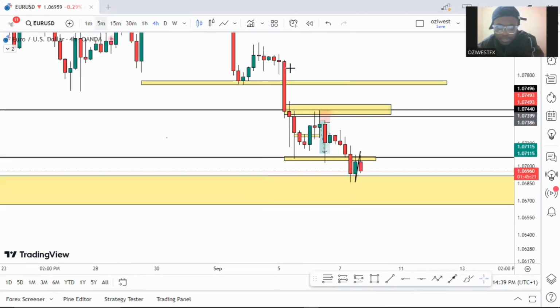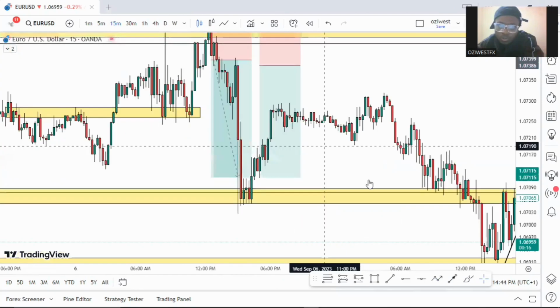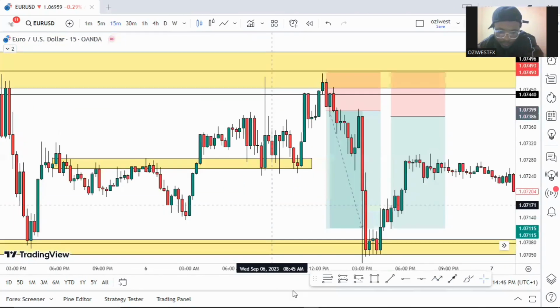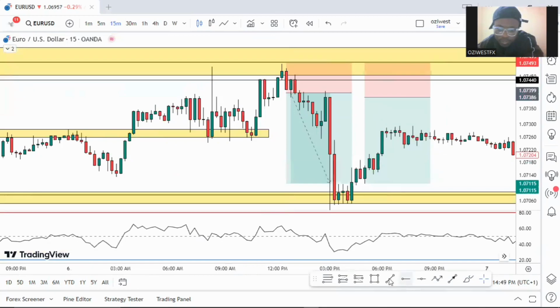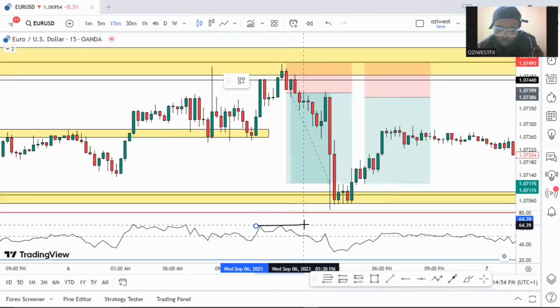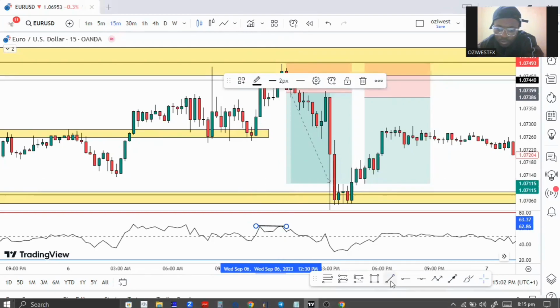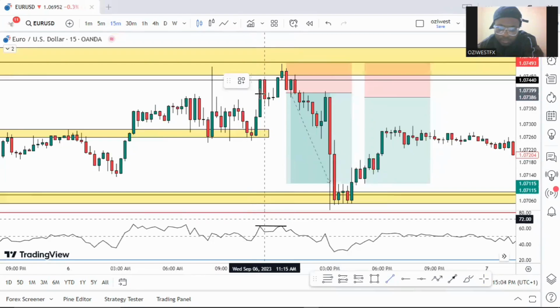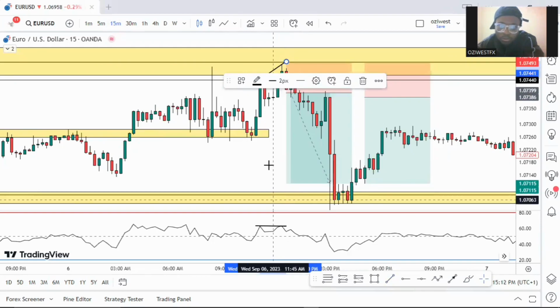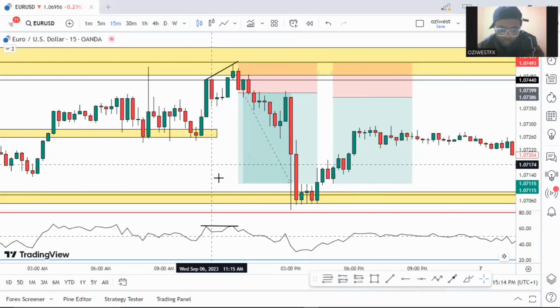Knowing that price is at that level of resistance, I was looking for sales here on the 15-minute time frame. On the RSI, I noticed that we had a bearish divergence. Here on the RSI, you notice price formed a double top. Price here formed a double top. But when you look at the candlestick, when you follow the same line, notice that here price formed a higher high. So that there is a bearish divergence. So I was looking for sales.